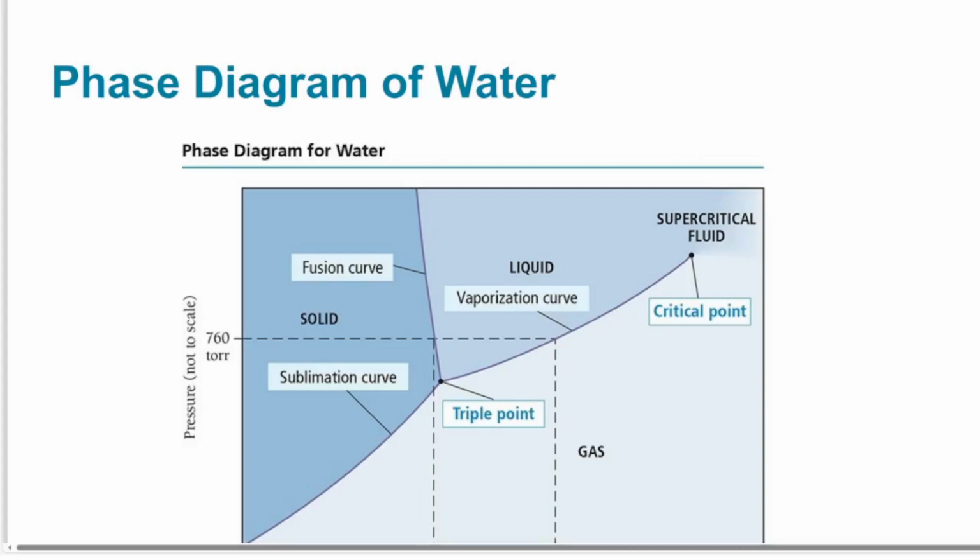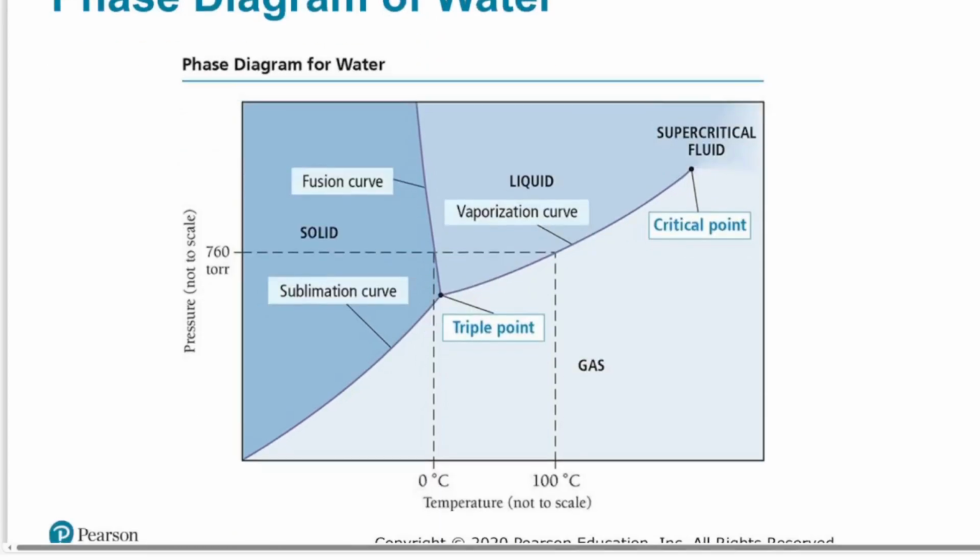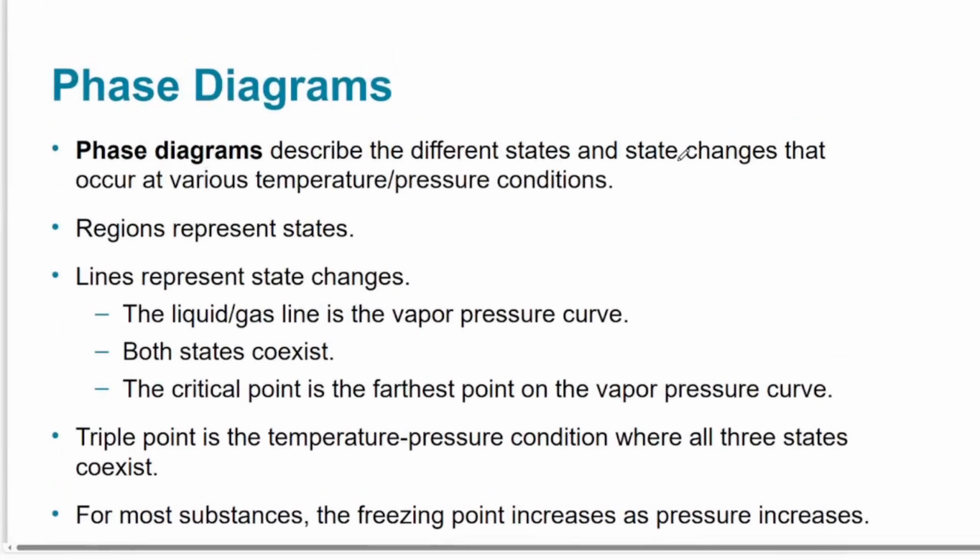If we look at a supercritical fluid on a phase diagram, we see that the supercritical fluid exists somewhere above the point at which the substance would be able to transition from a gas to a liquid or a liquid to a gas. And on a phase diagram, that is called the critical point. So here we see the phase diagram for water. Phase diagrams describe the different states and the state changes that occur at various temperatures and pressures for different substances.